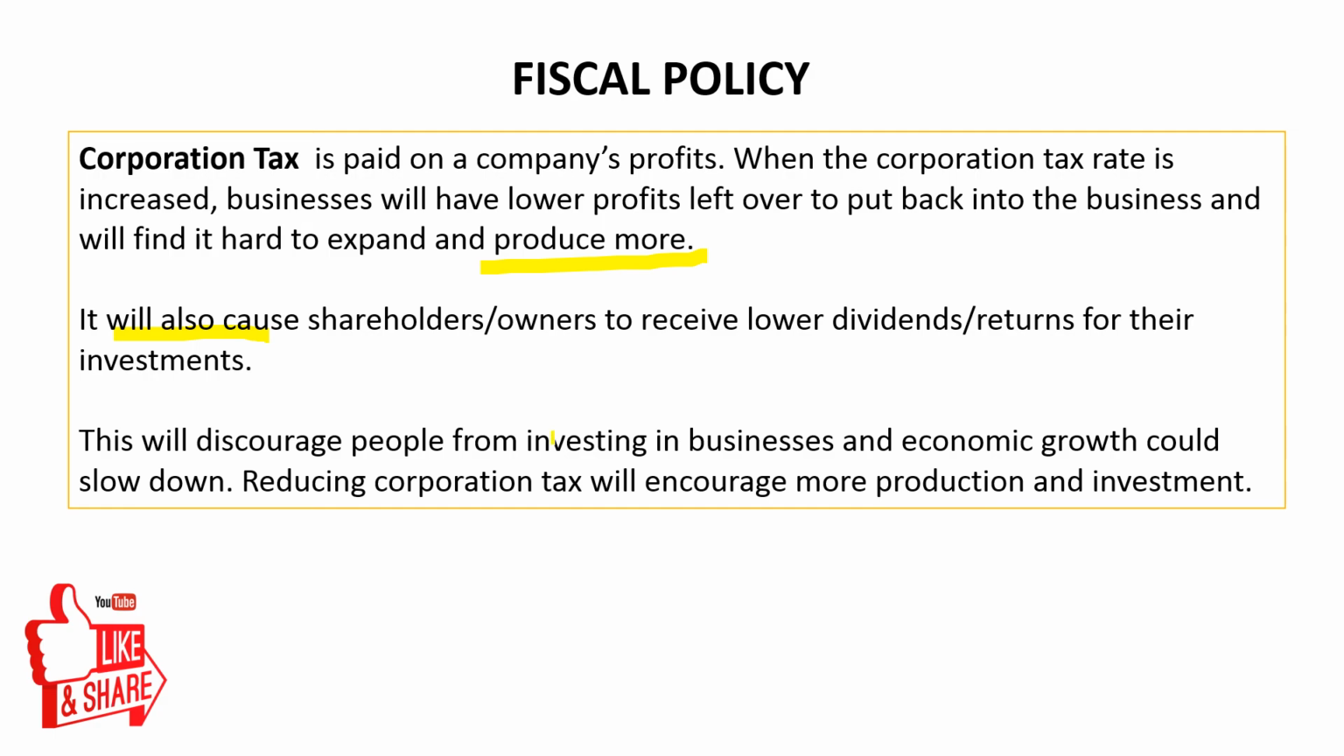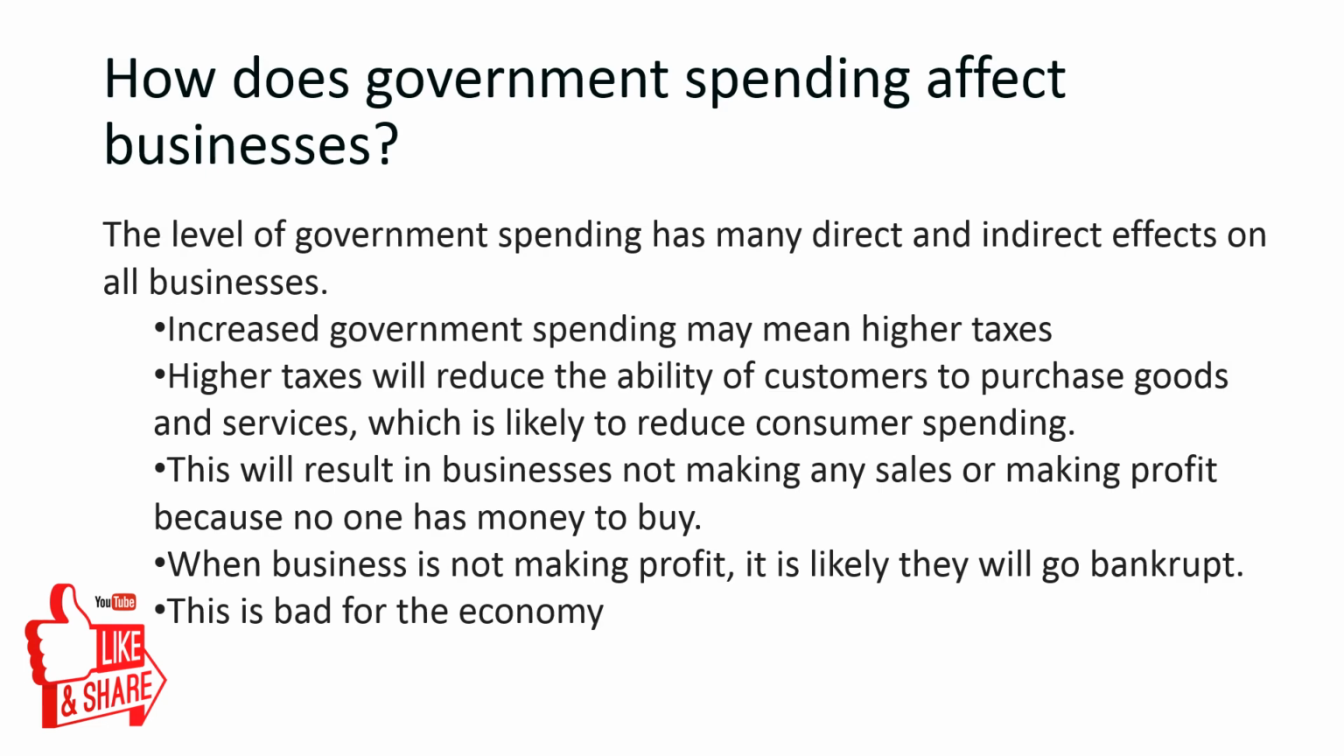So do you see what a government can do? If they increase it, then it has an effect on businesses, and if they decrease it, it also has an effect on the businesses. So how does government spending affect businesses? The level of government spending has many direct and indirect effects on all businesses.